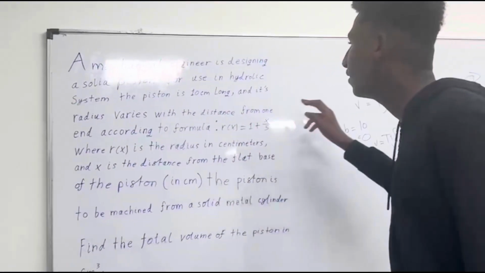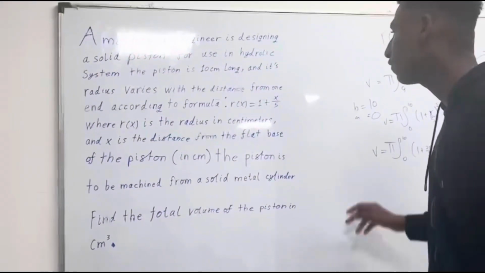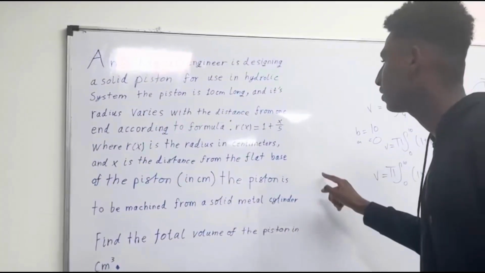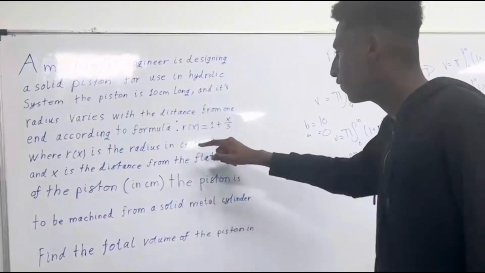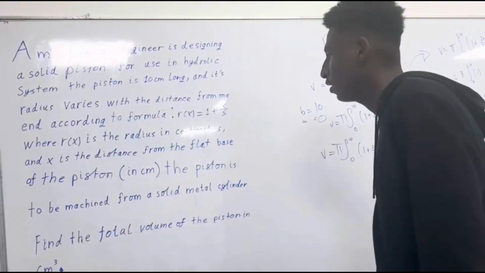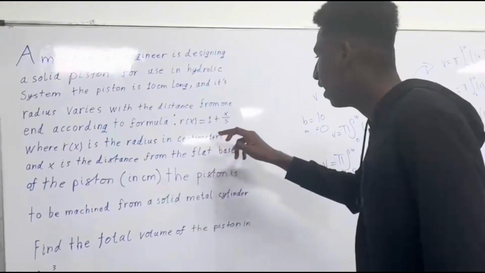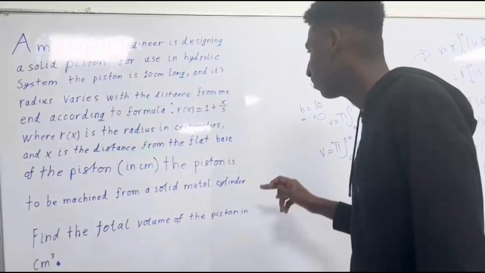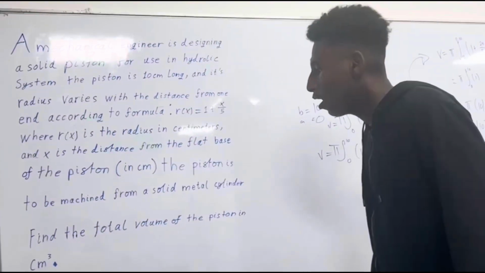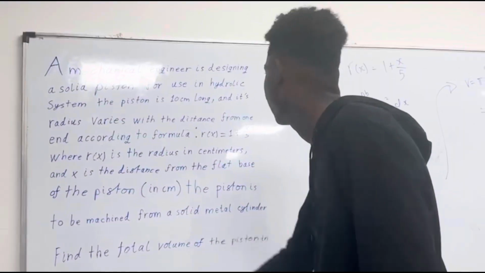A mechanical engineer is designing a solid piston for use in a hydraulic system. The height of the piston is 10 centimeters long, and its radius varies with the distance. We have here the formula stated: R of x equals 1 plus x over 5, where R represents the radius of the piston and x represents the distance from the flat base of the piston, both measured in centimeters. We should find the total volume of the piston in cubic centimeters.